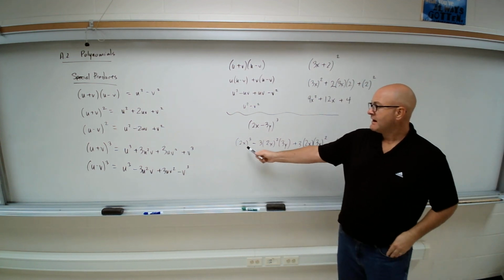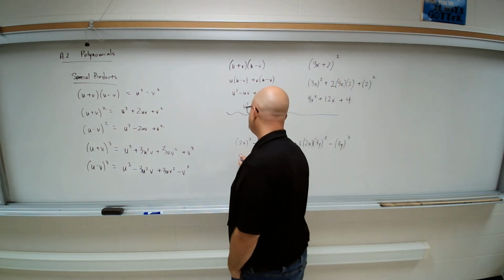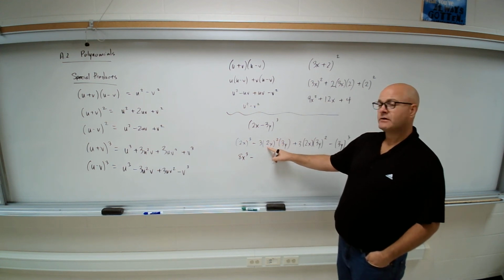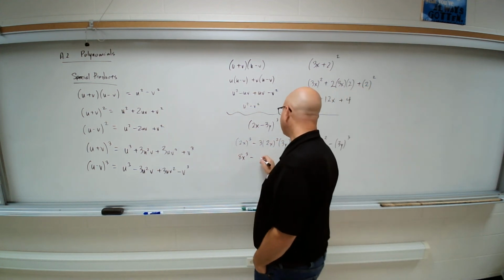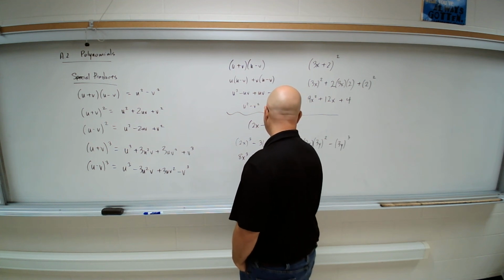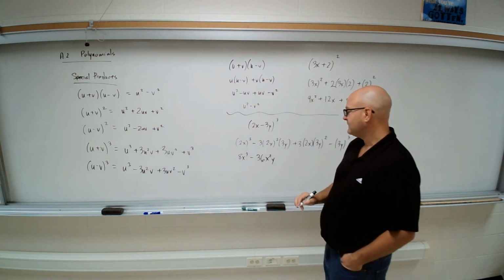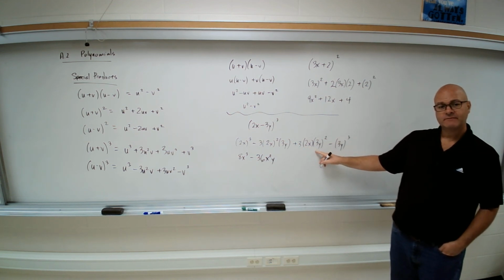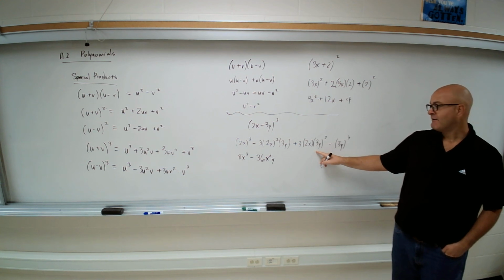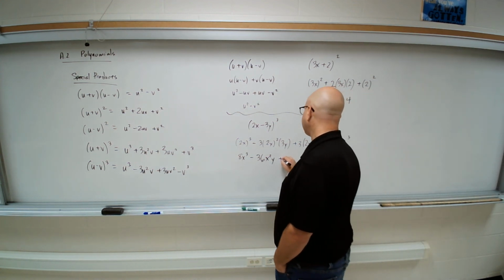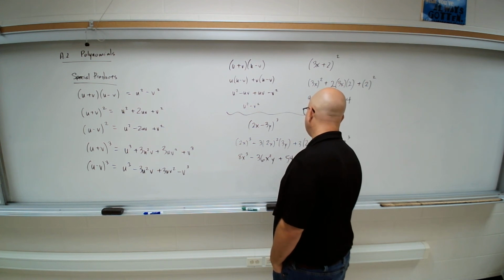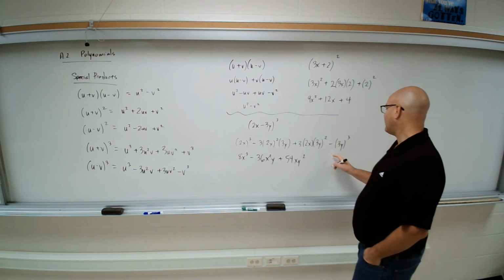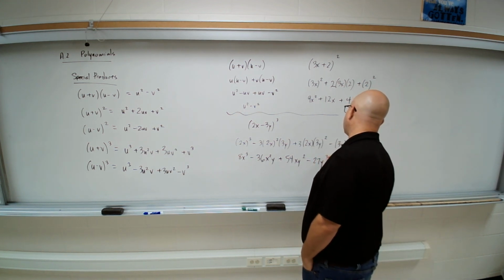You write this out, it doesn't feel like it's saving you that much time, but you get quicker at them. So here, 2 cubed is 8, so 8x cubed. This will become 4, right? So 4 times 3 times 3, so 4 times 9 is 36. And then we get x squared y. Here we get 3 times 2 times 3 times 3. I know that 3 times 3 times 3 is 27, times 2 is 54. xy squared. And then here's this 3 cubed, we said was 27, so minus 27y cubed.